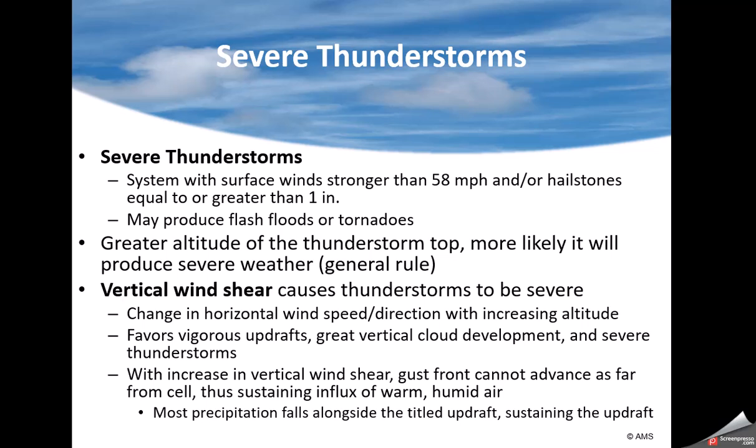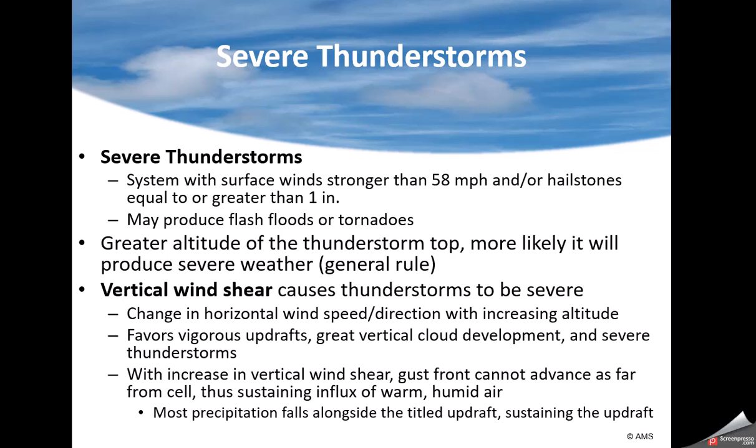But if you have vertical wind shear strong enough, and all that is a change in wind speed or direction, that will allow this updraft to keep coming because it keeps the updraft almost vertical. It prevents the inflow of downdraft of cold air from blocking that inflow of warm, moist air. So all of this keeps a very strong thunderstorm developed. Those are the ones that we look at to become severe.